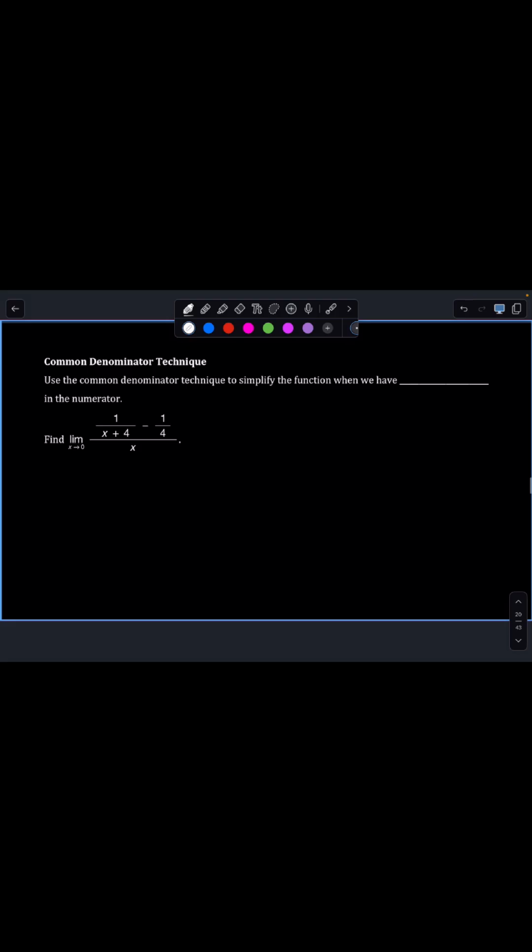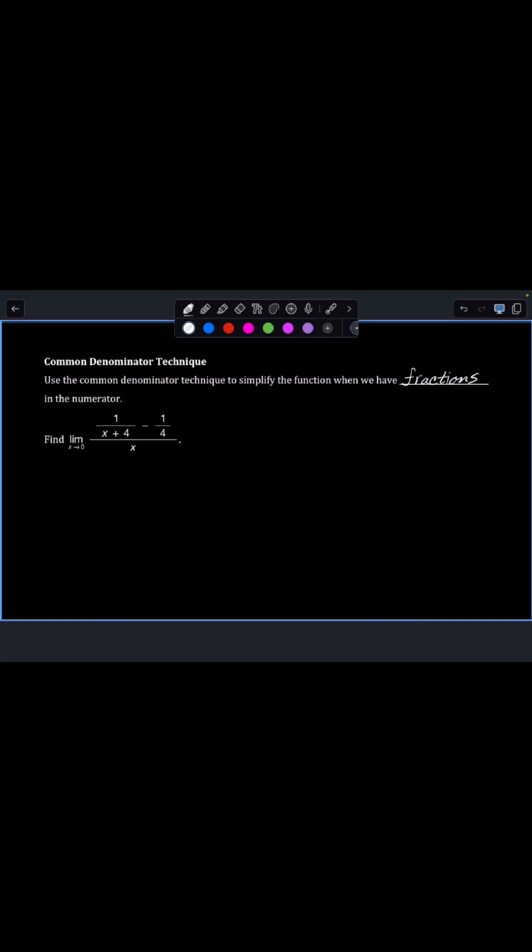Okay, common denominator. Guys, and this is the last problem. Use the common denominator technique to simplify the function when we have fractions in the numerator. Yes? I think it's 2:30 something. Can I watch these online real please? Yeah. So we use common denominator if we have fractions.